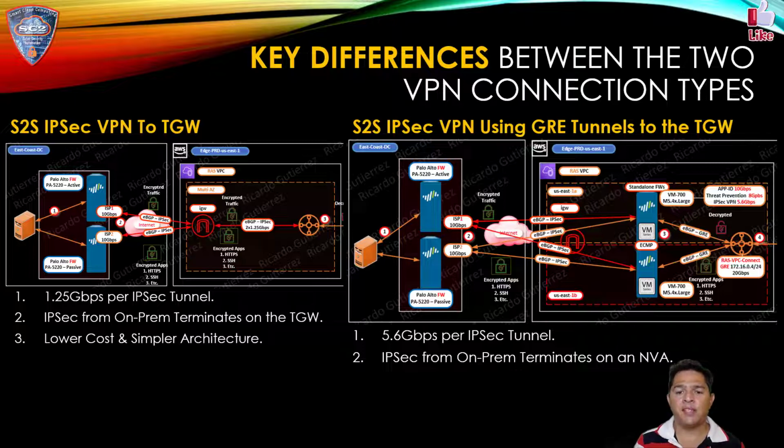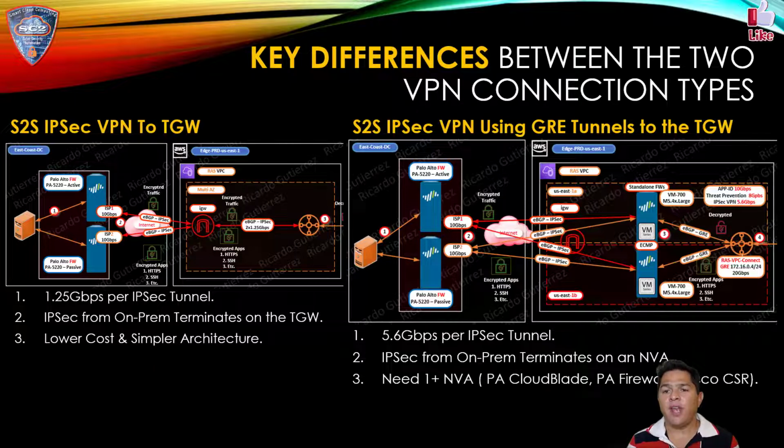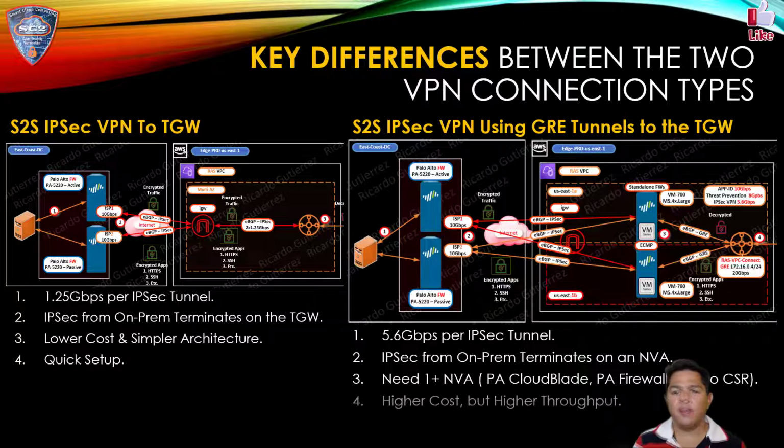The other key difference is the lower cost and simpler architecture for the site-to-site IPSec VPN compared to the site-to-site IPSec VPN using GRE tunnels. For the site-to-site IPSec VPN using GRE tunnels, you need at least one MVA running, like I said, Cloud Blade, PA firewall, or Cisco CSRs. The plain IPSec VPN is a quicker setup. The site-to-site IPSec VPN using GRE tunnels is a bit more expensive, it's higher cost, but offers you much better throughput.